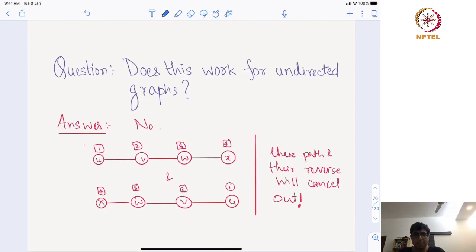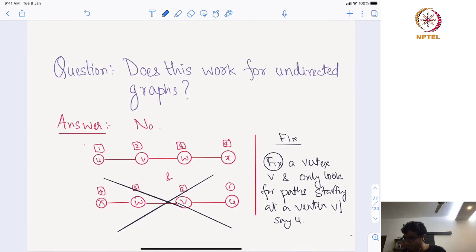The answer is no. Why? Because look at u, v, w, x with colors 1, 2, 3, 4, and then x, w and so on, just change it and change the colors. These paths and their reverses will cancel out. But that is not a problem, because you fix a vertex and only look for paths starting at that vertex, say u. So you fix one vertex and say, I am only looking at paths which start at u. Then this problem will not happen. So with just this small fix, you can make this work for undirected graphs also.